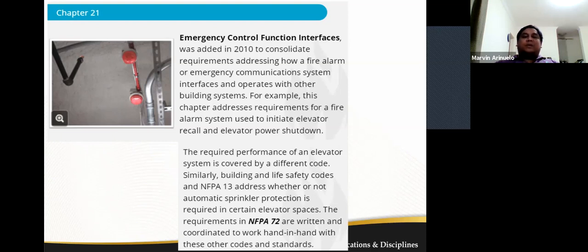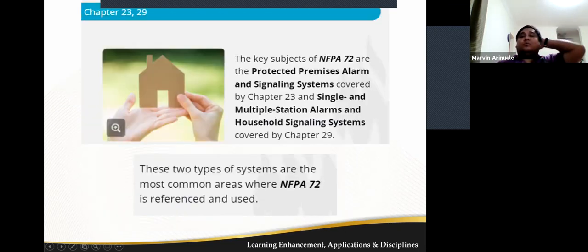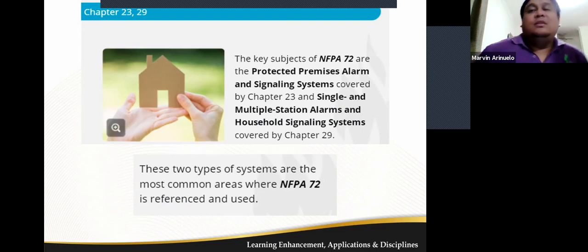The requirements in NFPA 72 are written and coordinated to work hand in hand with this other code and standard. Now, since there are some premises that interface with the authority, or with the regulatory agency, or the first responder, the emergency communication system was added in 2010 to consolidate requirements for voice communication and for mass notification. And same thing, 20, 22, 25, 28 are reserved. So again, those are reserved; we don't know if they will use them in a future revision of the NFPA edition.